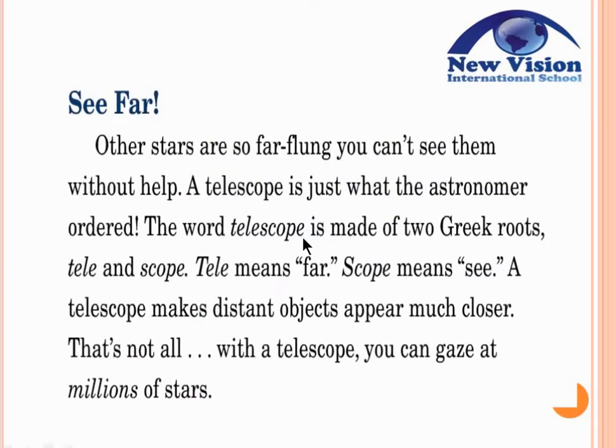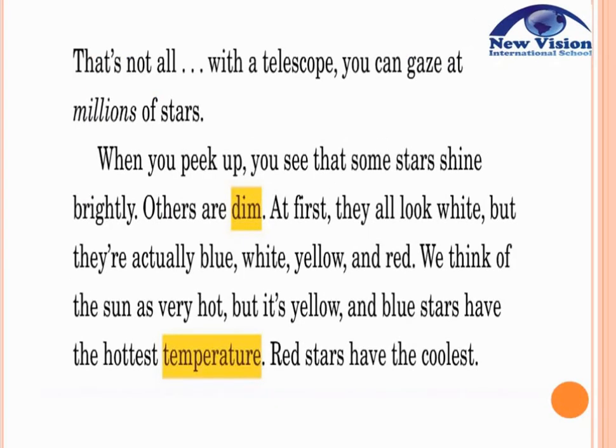The word telescope is made of two Greek roots, tele and scope. Tele means far and scope means see. We use the telescope to see far objects, such as moon and the stars. Now let's go to the colors of the stars. So we have here blue, white, yellow, and red.